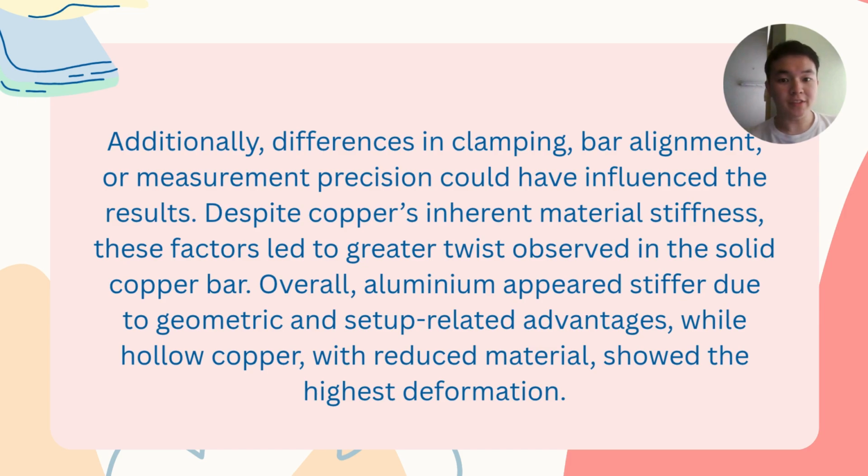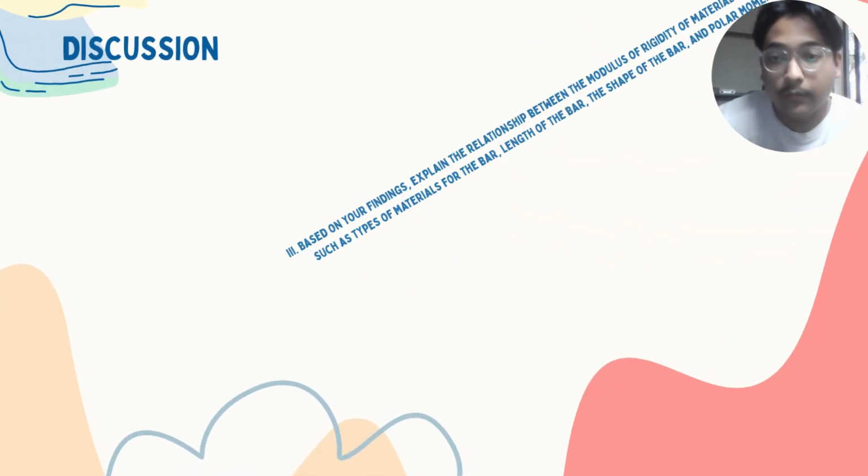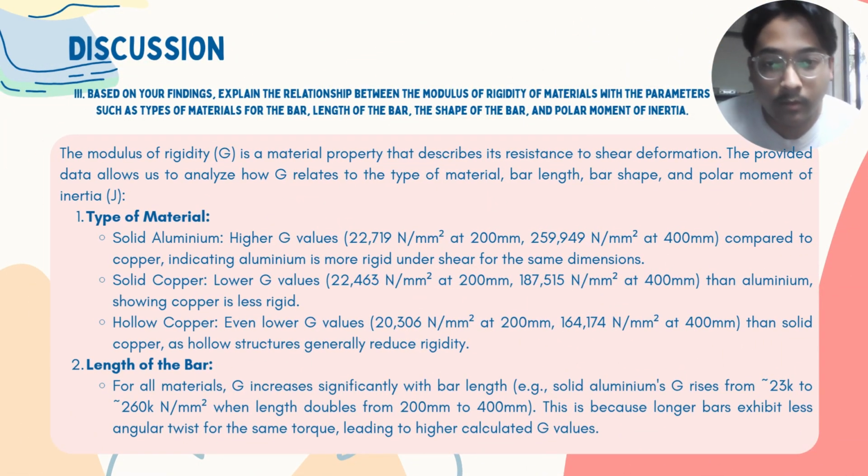Additionally, the difference in clamping, bar alignment, or the measuring position could also have influenced the result. Despite copper's inherent material stiffness, these factors led to the greater twist observed in the solid copper bar, which explains our results. Overall, aluminum appears stiffer due to the geometric and setup related advantages, while hollow copper, with reduced material, shows the highest deformation.